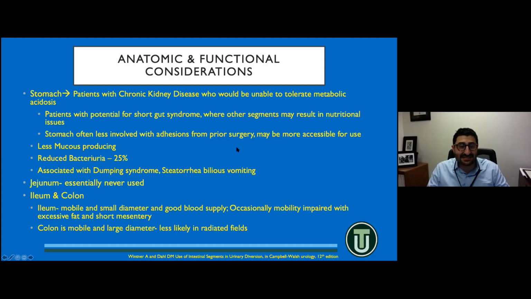Jejunum, like I said, is essentially never used, and we'll go over some of the reasons why. And then ileum and colon: the ileum is very mobile, small in diameter, has good blood supply. However, the mobility may be impaired with excessive fat and short mesentery. And similarly, the colon is also mobile, larger diameter, and is less likely to be exposed in radiated fields outside of the pelvis. The colon, the left, transverse, and ascending colon.